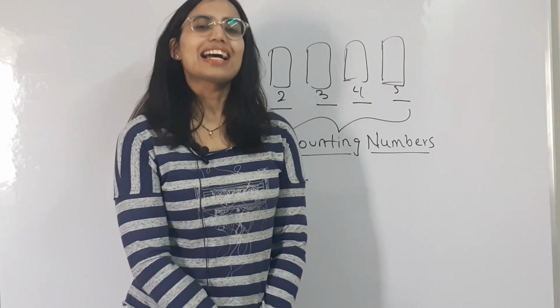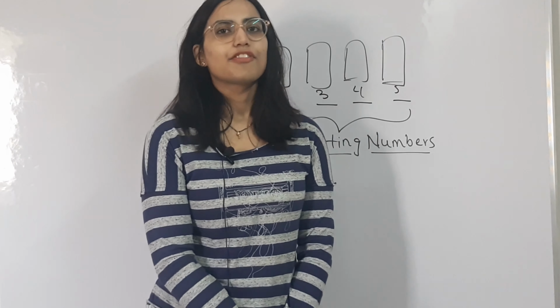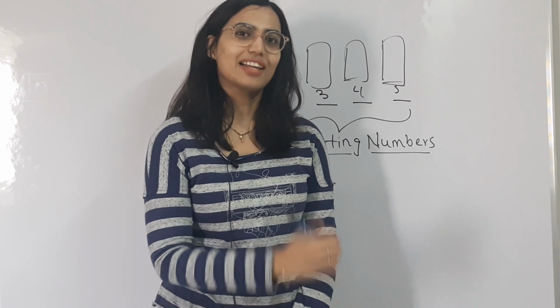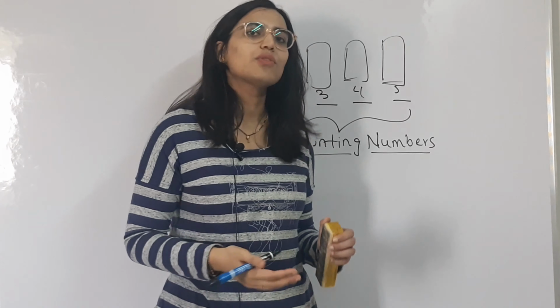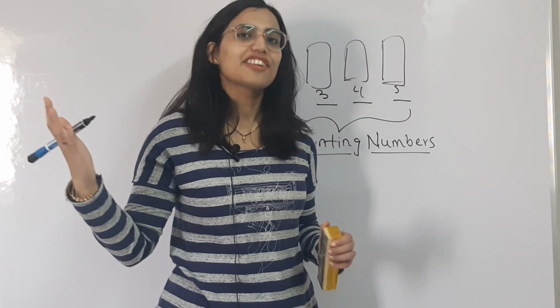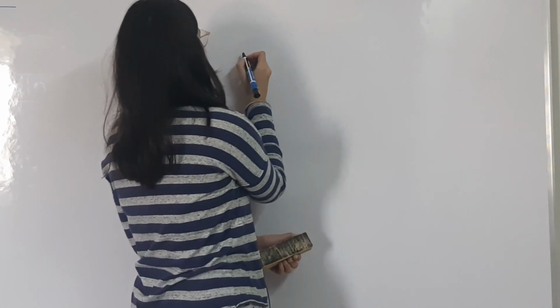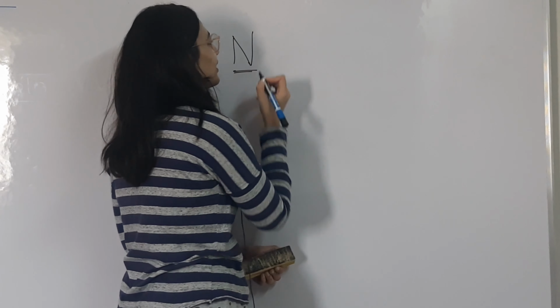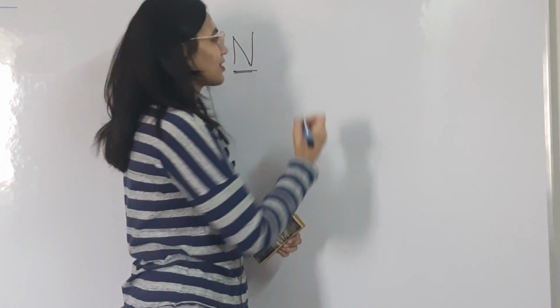Natural numbers are nothing but the numbers that start from 1, and there is no end to these natural numbers; they can go on until infinity. But for now we use the term that there is no largest natural number. Natural numbers can be denoted in the form of capital N. Capital N means natural numbers.